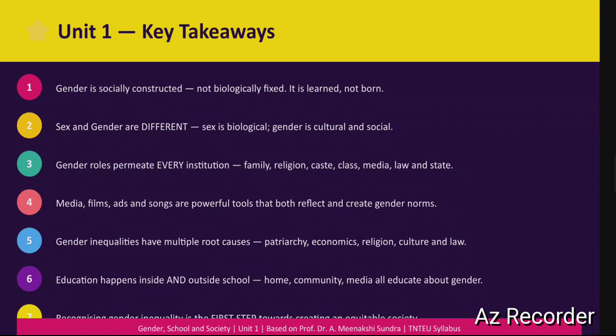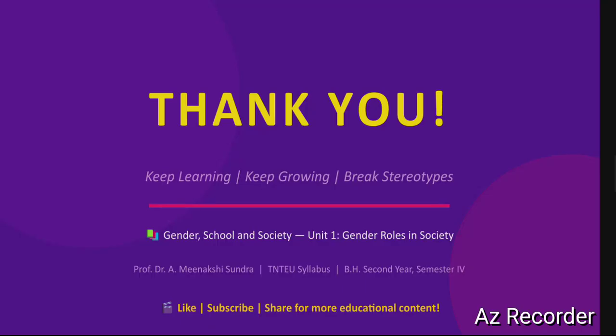And the first steps towards equality should be taken by us. Okay. Thank you, and keep learning, keep growing and break the stereotypes. And this is what it is all about: gender, school and society in Unit 1, gender roles in society. Let us meet in Unit 2.